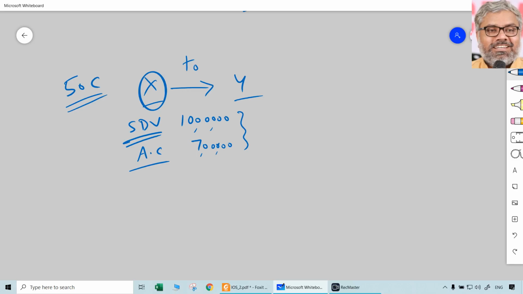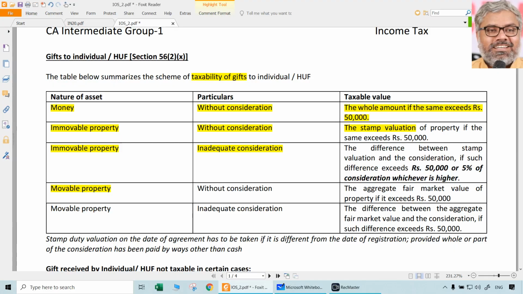So for the transferor, what is the treatment? We already know in the chapter of capital gains, 50C will apply. Now what about the transferee? Transferee received this. For the transferee, what happens is inadequacy. What is inadequacy? The difference between stamp duty value and actual consideration. That is in this case 3 lakhs rupees. Is this inadequacy more than 50,000? Yes. So that's the point to be noted here.